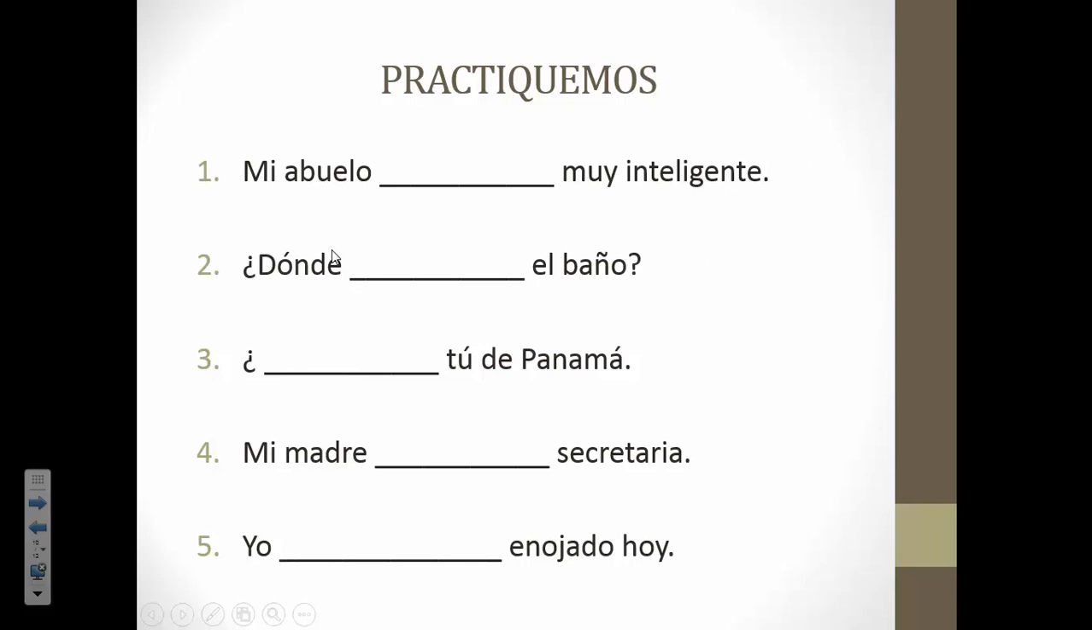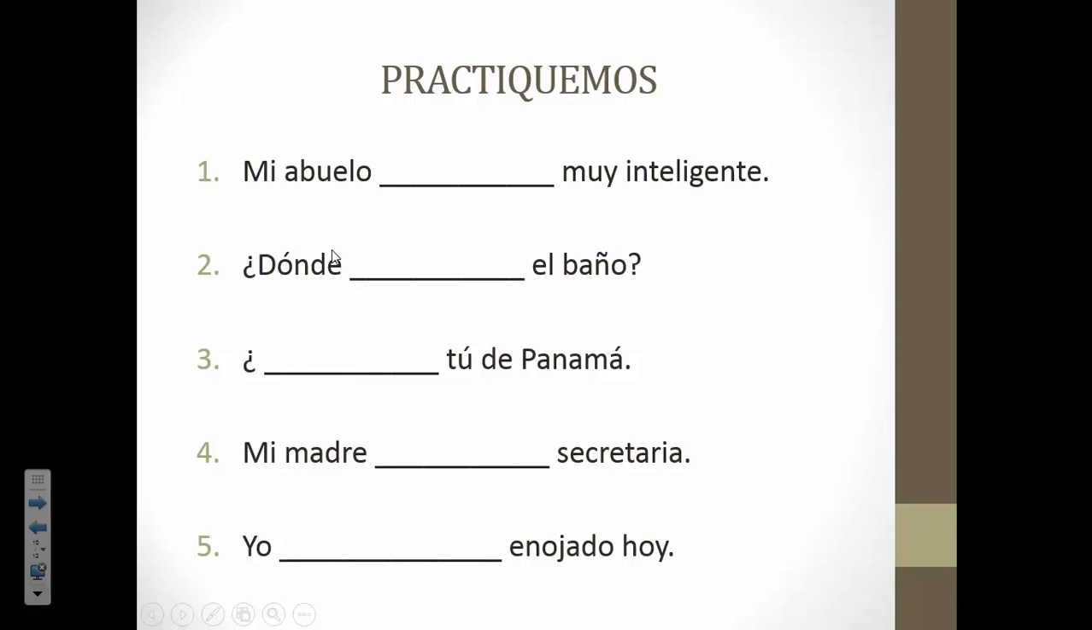Okay, practiquemos. Let's practice. Número 1 says, my grandmother is very intelligent. So let's think about what kind of example we're using here. We need to look at our acronyms and see which one we might want to use. In this case, we want to use ser because we're making a description, and we are also describing a characteristic. So the correct answer for the first one is mi abuela es muy inteligente.